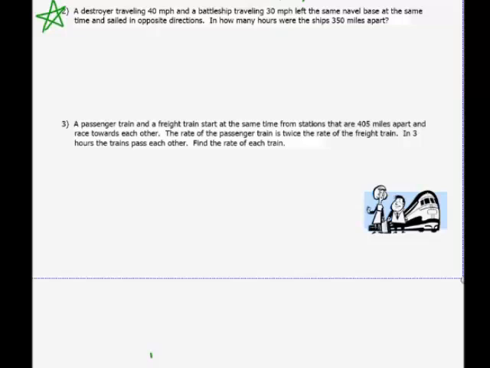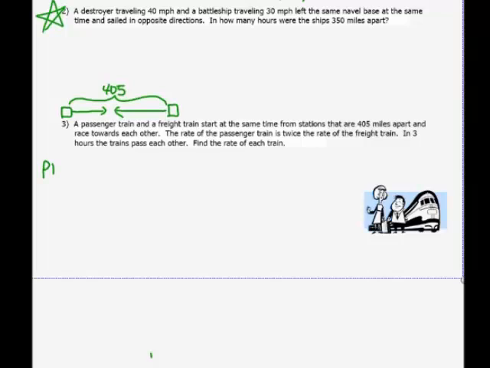A passenger train and a freight train start at the same time from stations that are 405 miles apart. So in fact, this one is a case where one's starting from there, one's starting from here, and the total distance is 405 miles. They race towards each other. The rate of the passenger train is twice that of the freight train. In 3 hours, they pass each other, or they meet. Find the rate of each train.